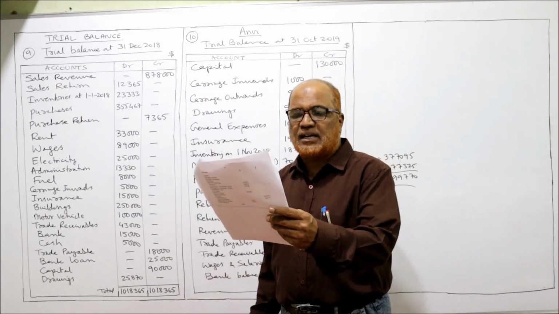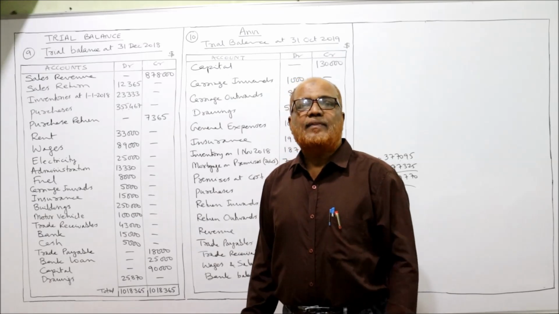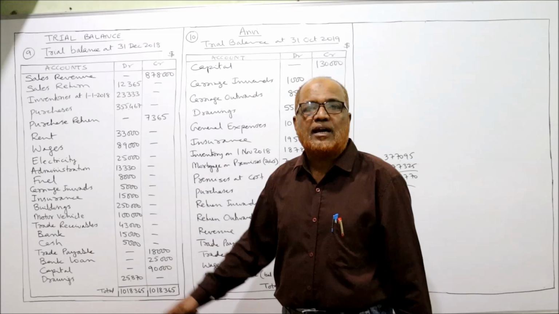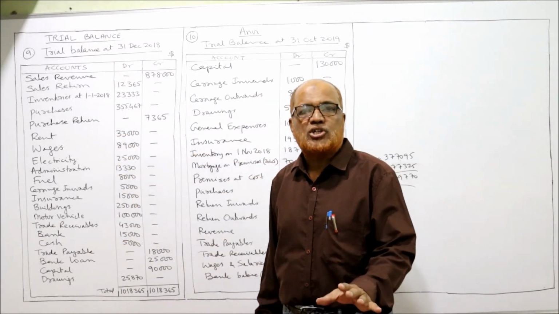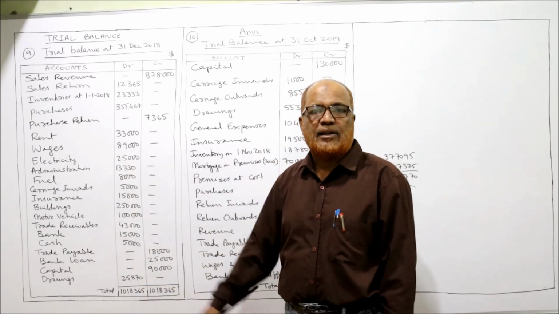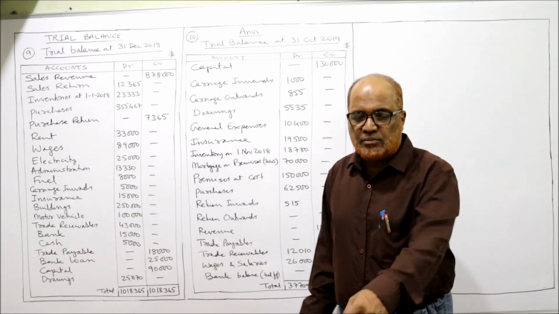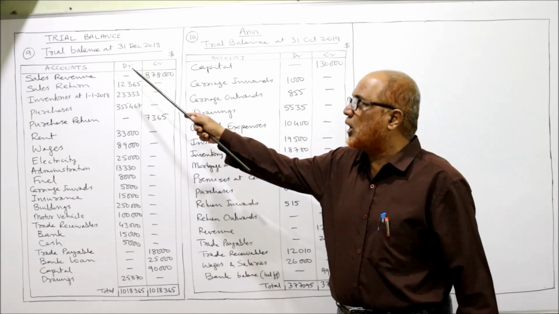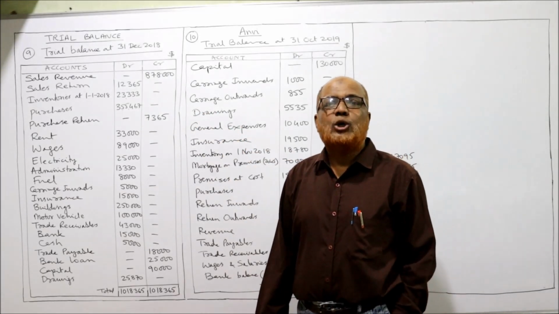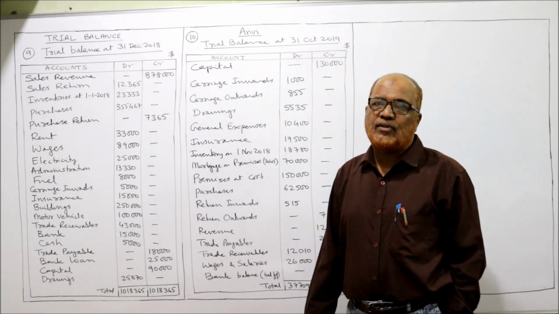Inventories at 31st December 2018. That means closing inventory. That will not be taken in the trial balance. Remember that point. Closing inventory should not be taken in the trial balance. We have taken all the items given in the problem in the respective debit and credit columns. Now we'll find out separately the total of the debit column and the total of the credit column.